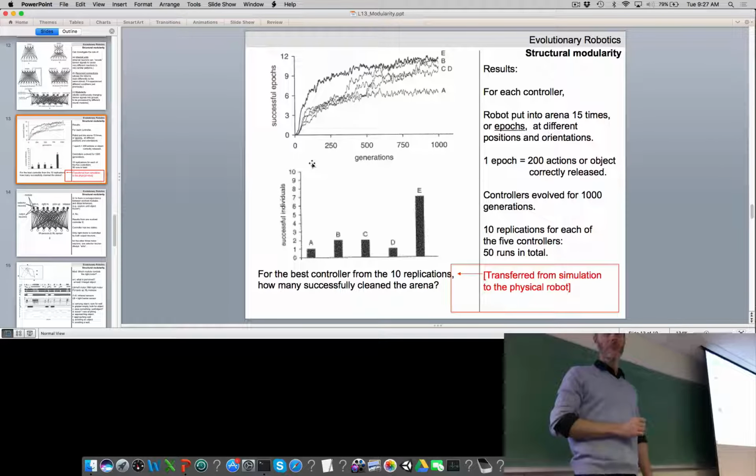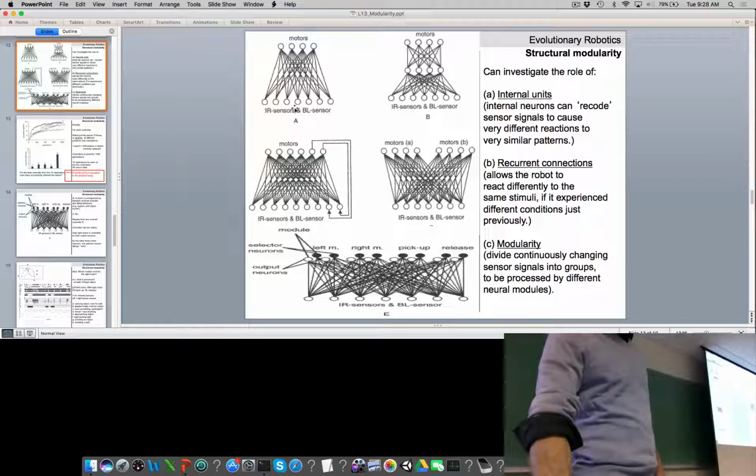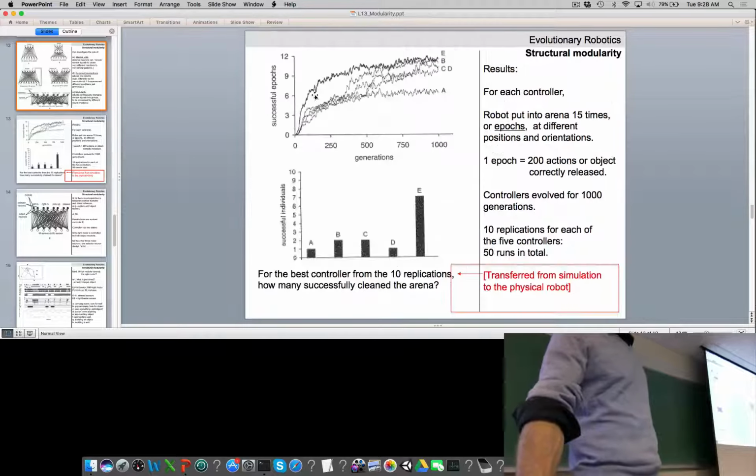Isn't C just pretty much A, but with memory? So if you just compared C and A. C and A are not the same. C also contains hidden neurons. That's the recurrent connection. Recurrent connections within the hidden neurons, but A has no hidden neurons at all.